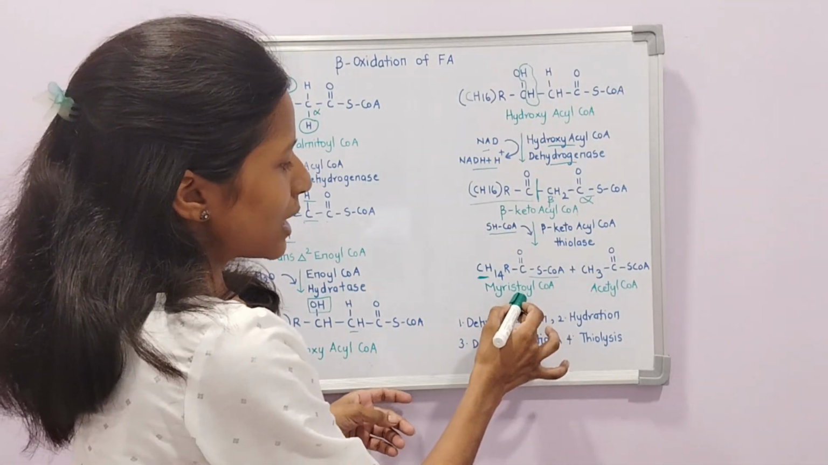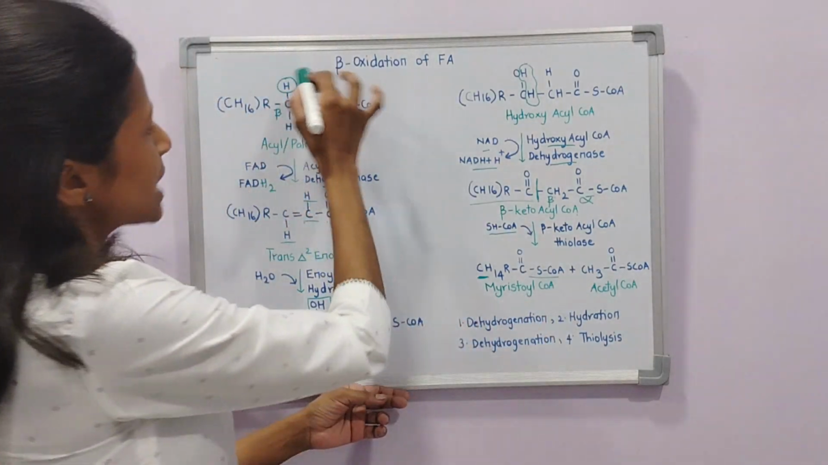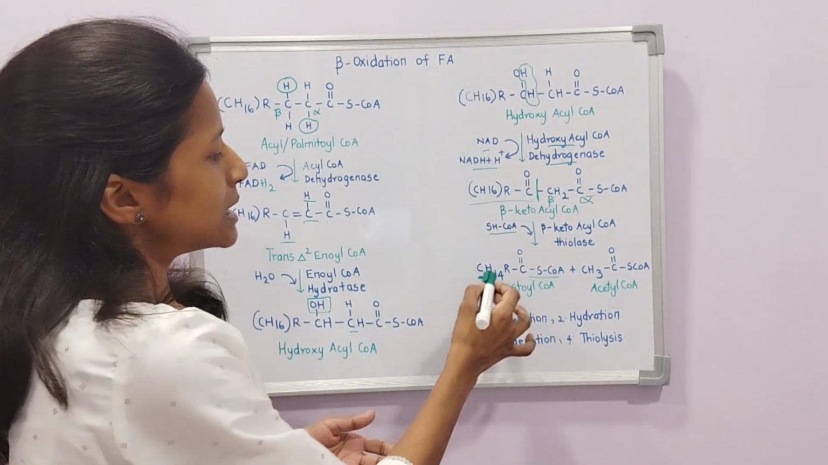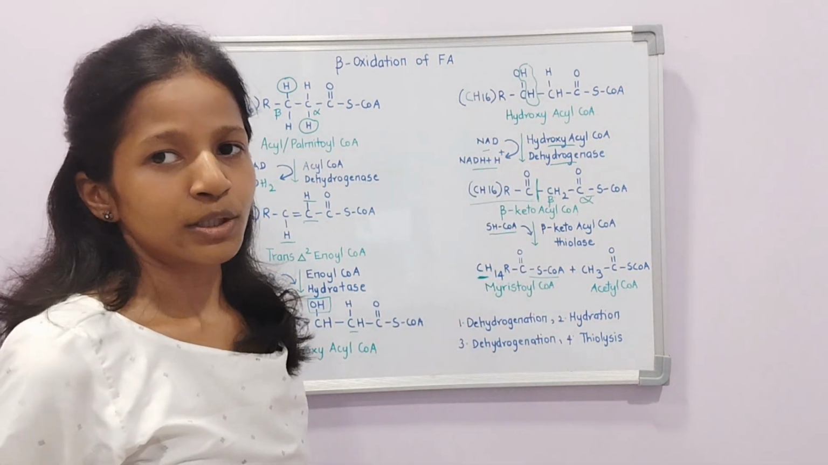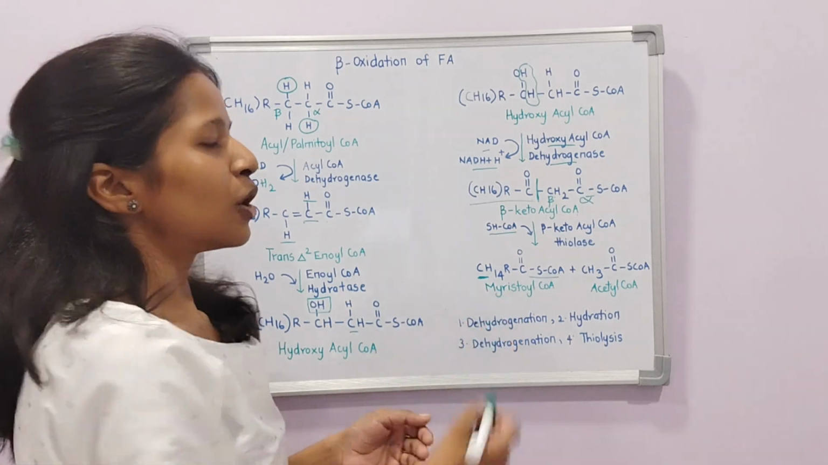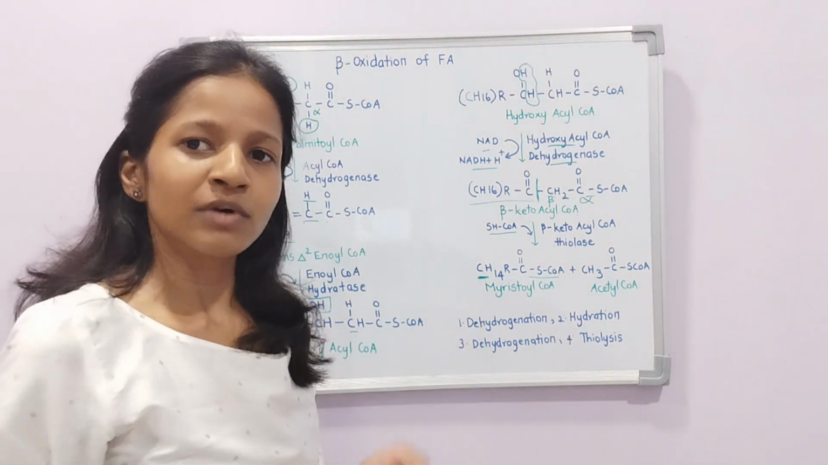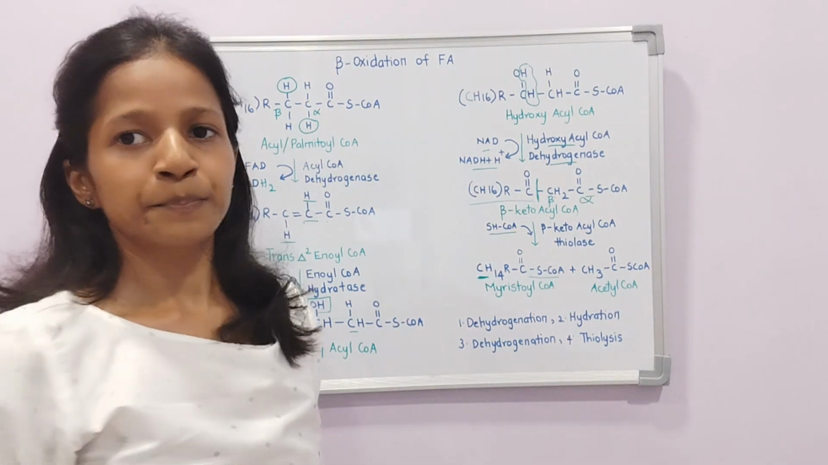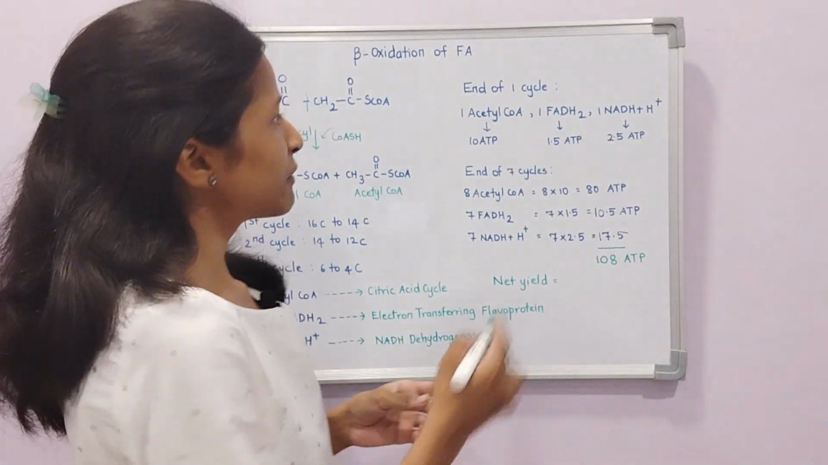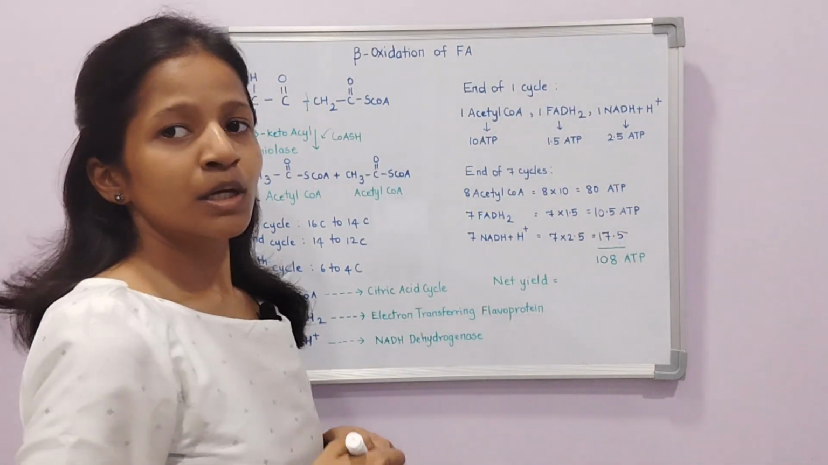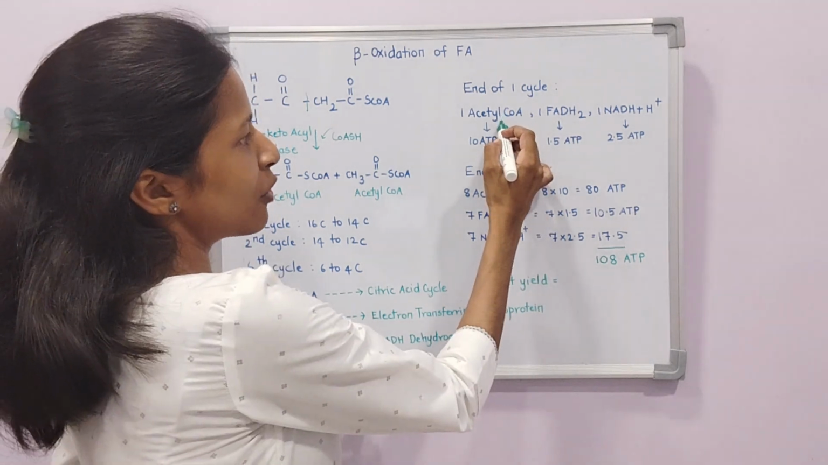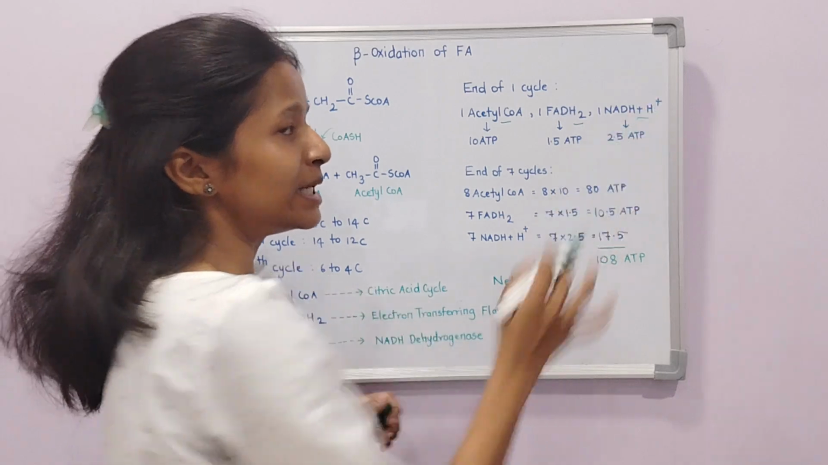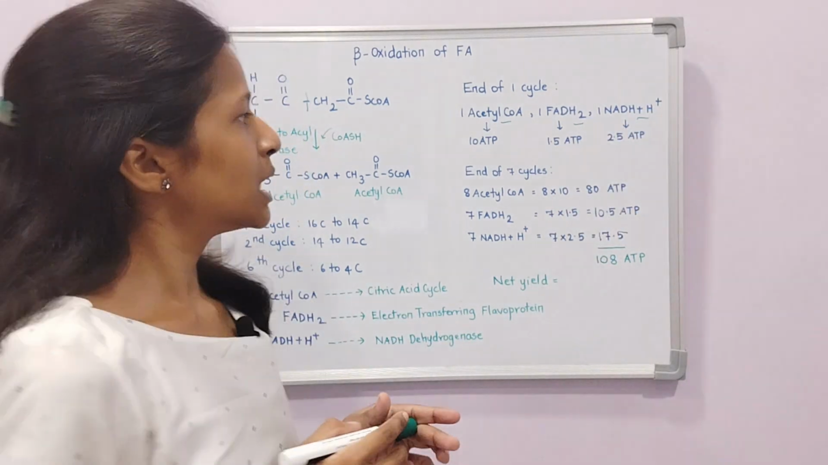Now this myristoyl CoA will again start to undergo all these processes. By the next cycle, this will be again two carbons shorter. So it can be called lauryl CoA because it will have 12 carbon atoms, and another molecule of acetyl CoA will be released. So by the end of one cycle, we will be getting a molecule of acetyl CoA, one FADH2 and one NADH plus H plus.